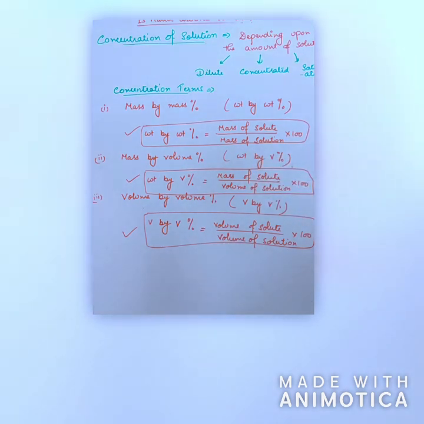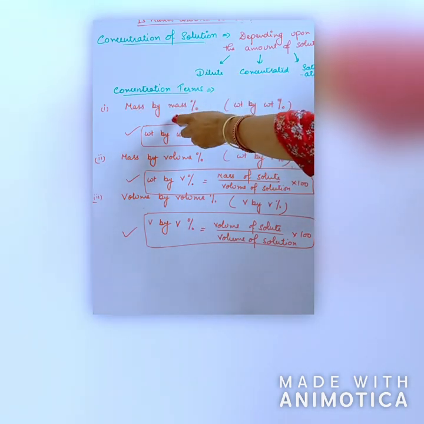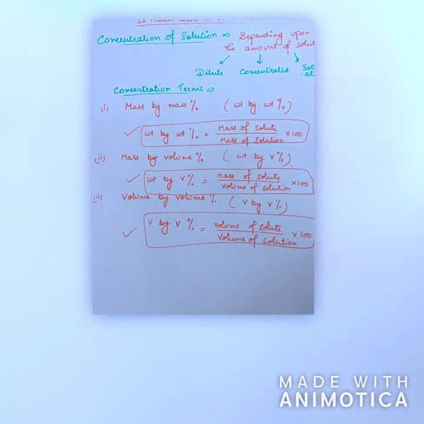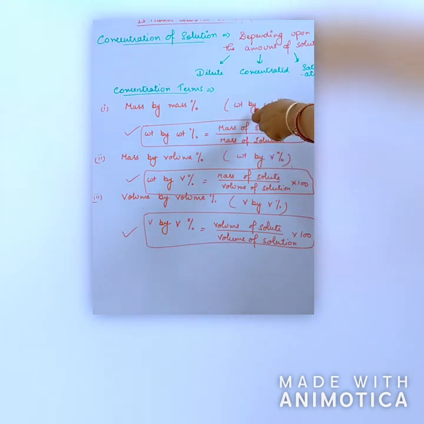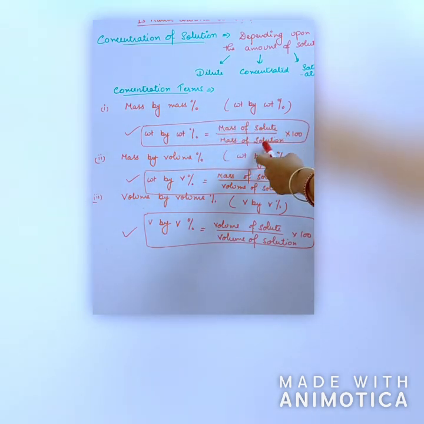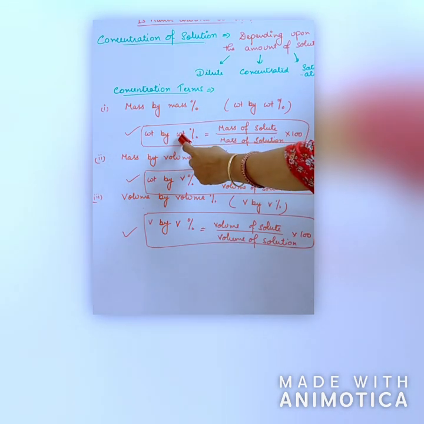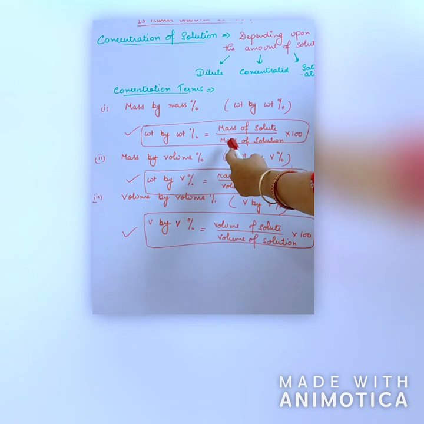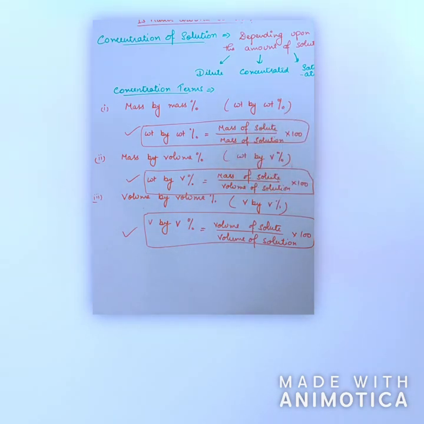Now see some concentration terms, and we will discuss these terms in detail in our next lecture. Here I am going to give you a brief description of the concentration terms. The first one is mass by mass percentage. In short, we will write it as weight by weight percentage. What is weight by weight percentage? It is equal to the mass of solute upon mass of solution multiplied by 100.